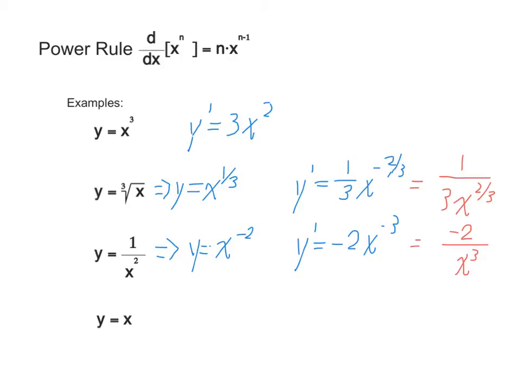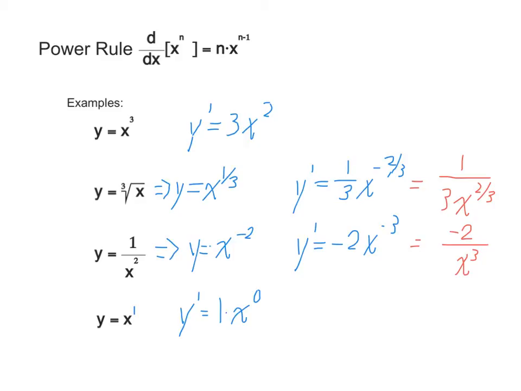The last one is an interesting case. It's just plain old y equals x. So we have to really think about that exponent as being a 1. Same rule applies. The power, 1, drops down in front, and we subtract 1. What makes this so special is the new exponent is actually 0.